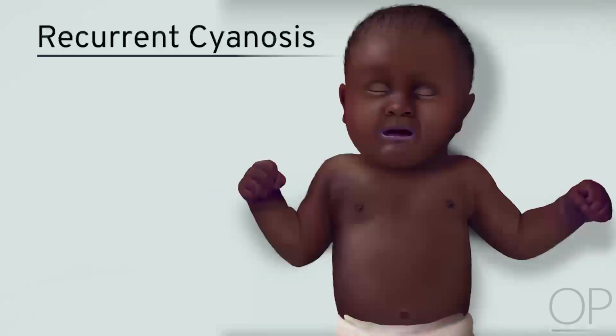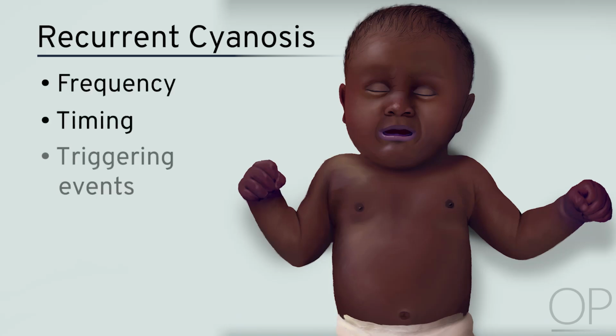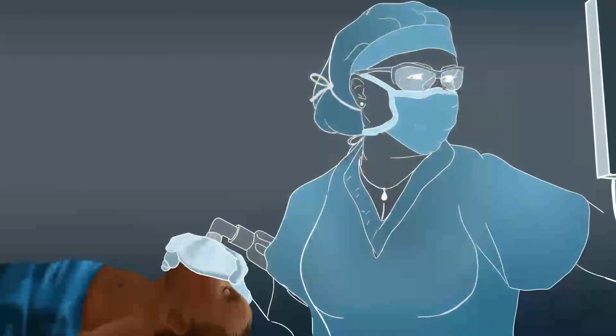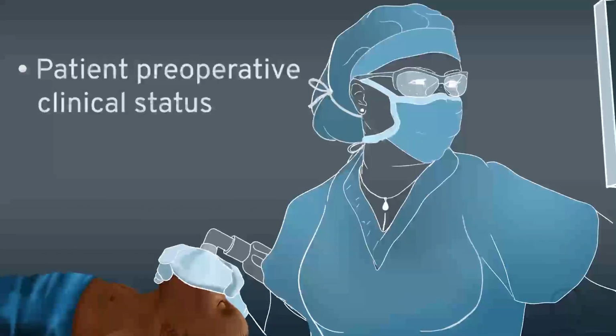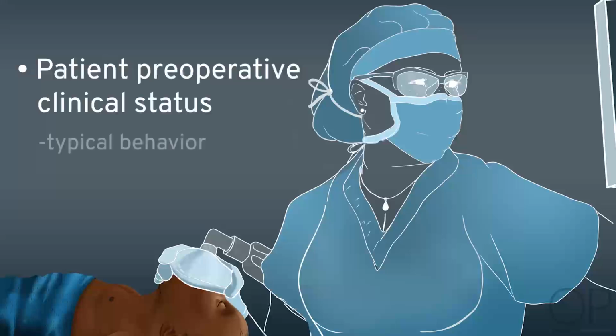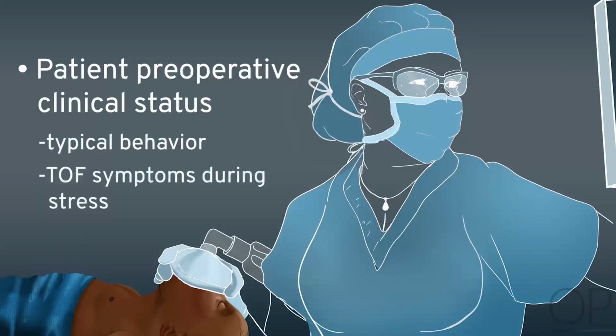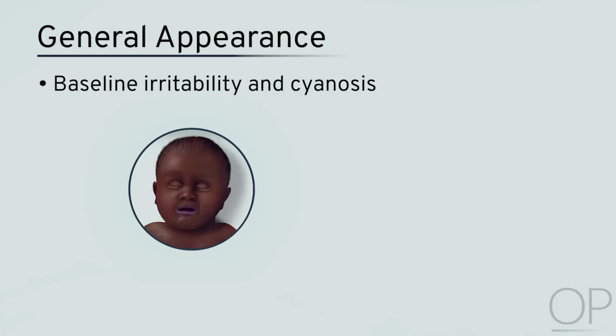In addition, potential episodes of recurrent cyanosis have to be thoroughly evaluated, especially frequency, timing, and triggering events like agitation. Although echocardiography will provide the most comprehensive information about the nature of the cardiac defect, the anesthesiologist will need a clear picture of the preoperative clinical status of the patient, including typical behavior and tetralogy of Fallot symptoms during stress and pain. During the physical examination, the general appearance should be assessed in regards to baseline irritability and obvious cyanosis.